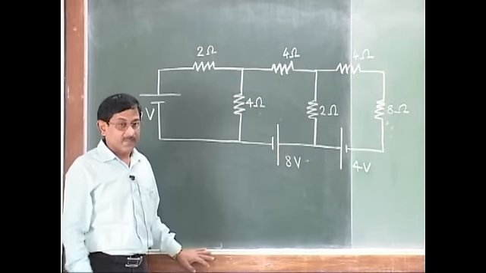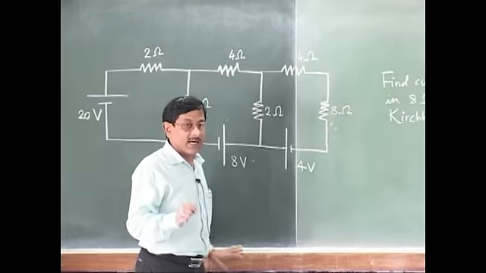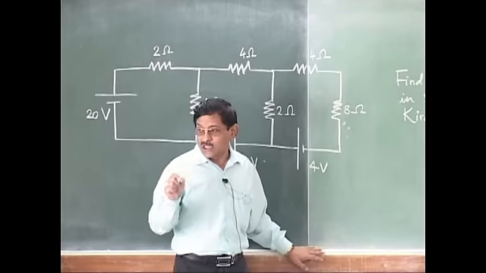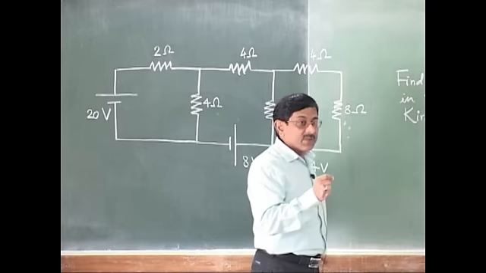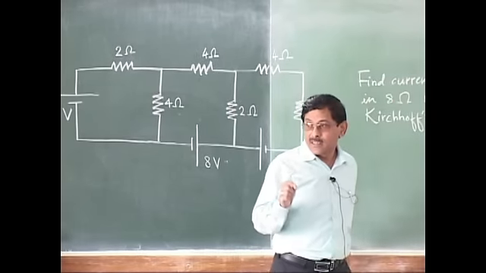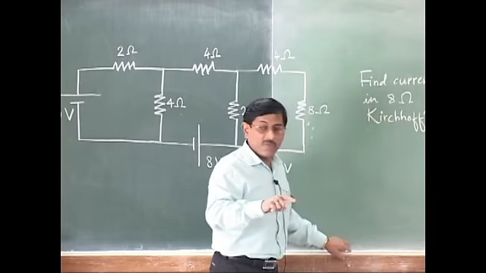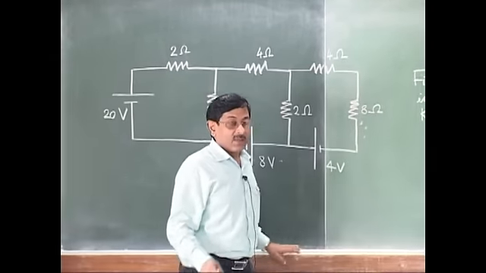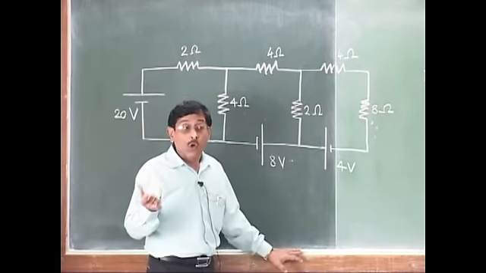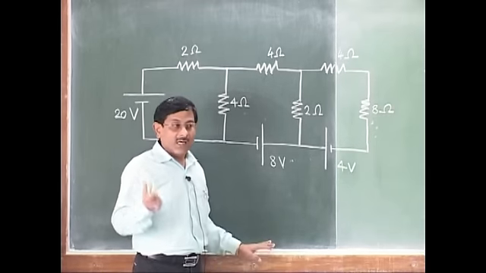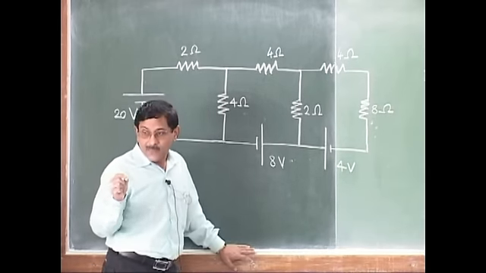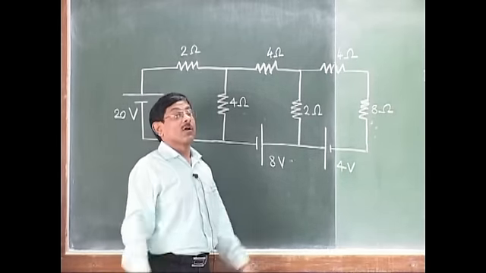Now, current law says that at any node or junction, the sum of all the incoming currents is always equal to the sum of all the outgoing currents. Now, what is this concept of node then? A node or junction is such a point in the circuit where there is a bifurcation of current.